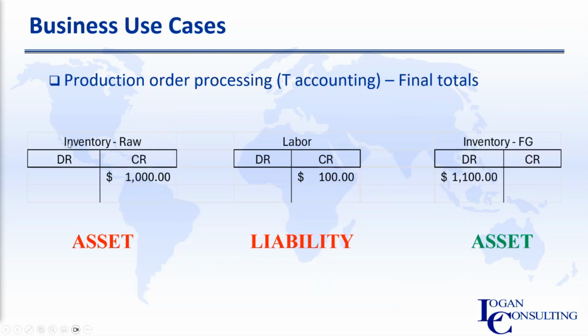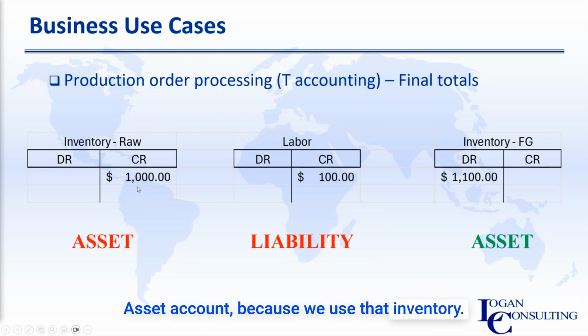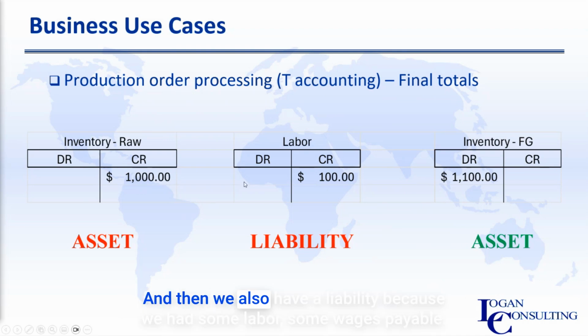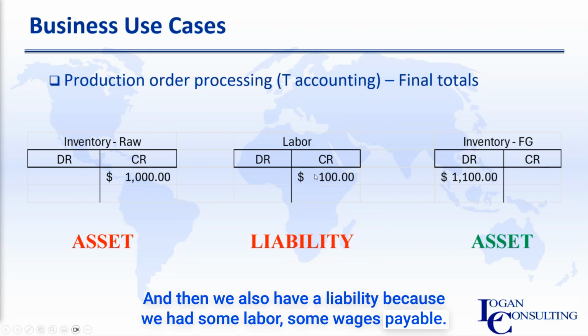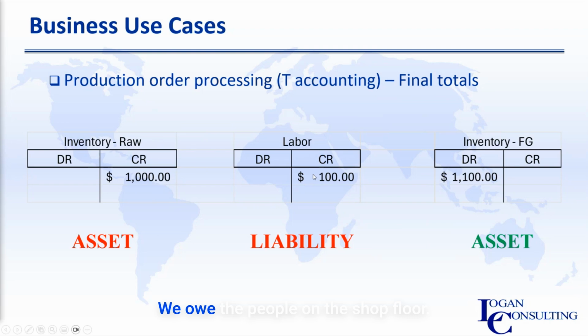Okay. So what do we finally get when we do our production order processing? We have our inventory, raw materials, we credit that asset account because we use that inventory. And then we also have a liability because we had some labor, some wages payable. We owe the people on the shop floor whatever their wages are.